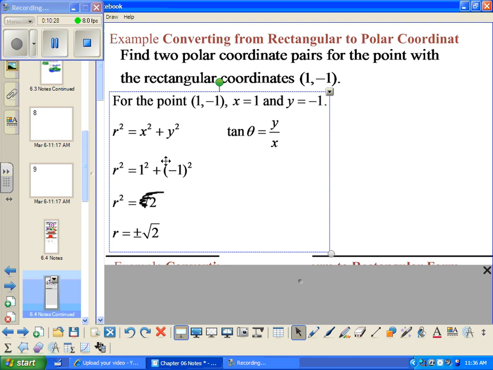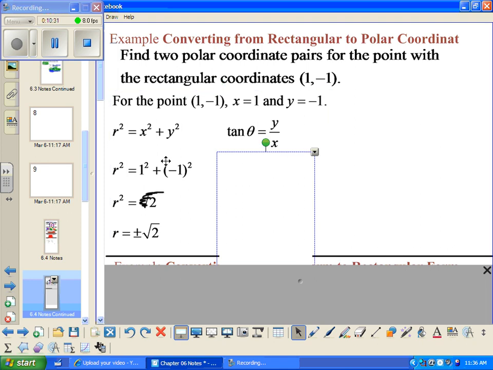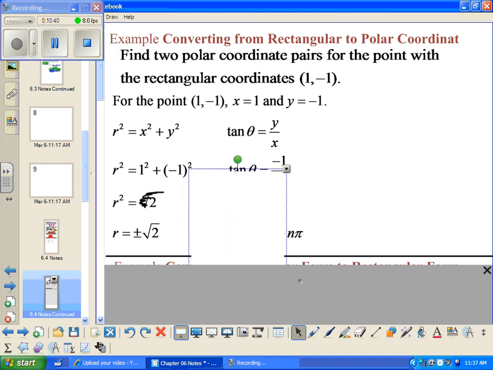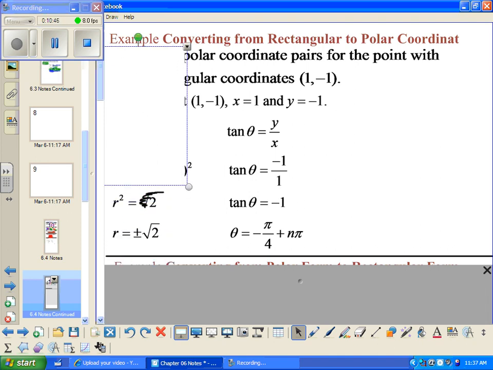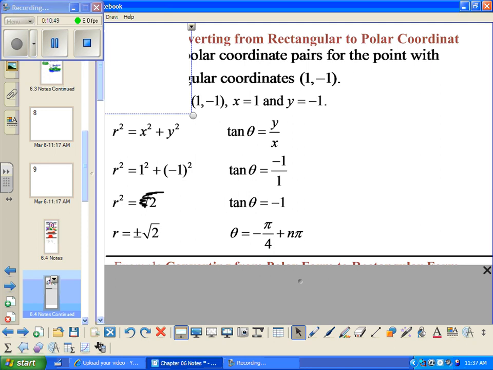What I need, since I already have r, is I need theta. So I'll just plug in those values. When is tangent theta negative 1? Well, there's a couple different options. If I take negative pi over 4, so if I'm in the fourth quadrant at a 45-degree angle or a pi over 4 radian angle, I know I'll get negative 1 for tangent. I know that the same is true in the second quadrant. Either of those would work. So I'm going to take both of those actually to write the pair of points that I need.